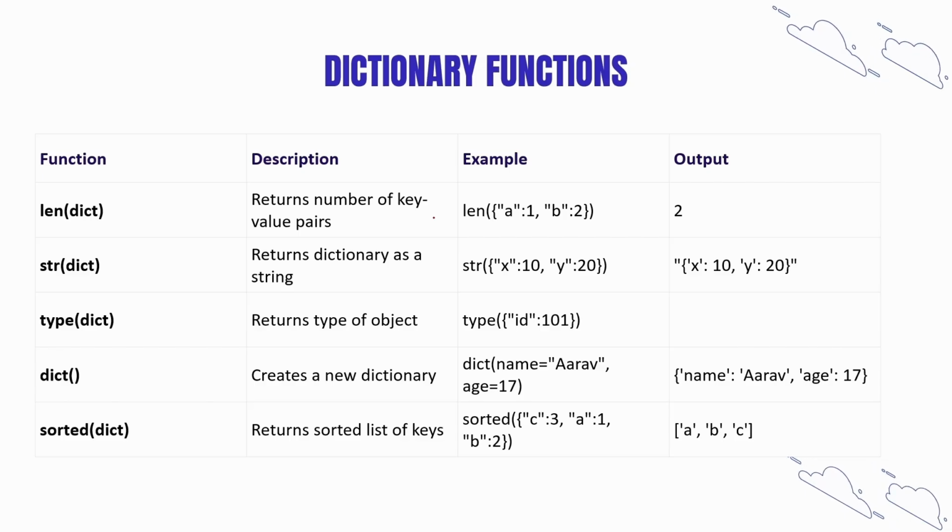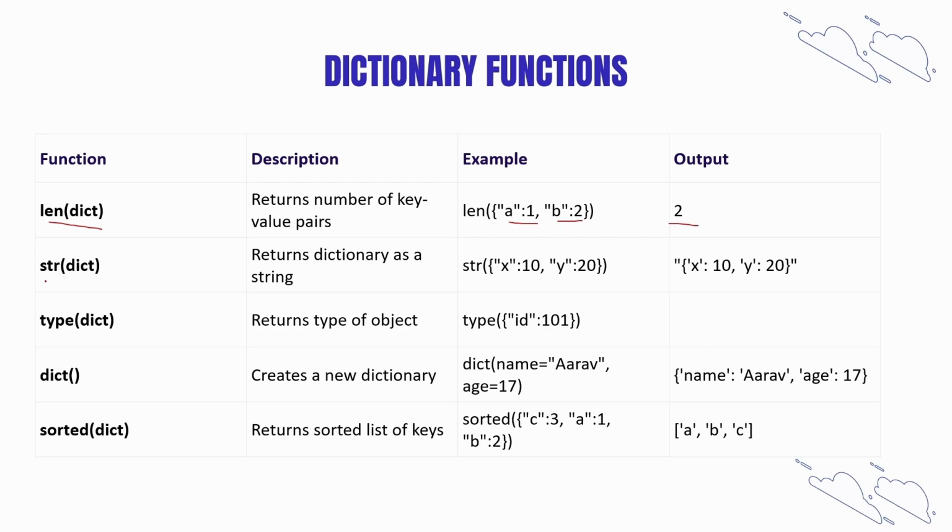Okay, so the next topic is dictionary functions. We have all these functions in a dictionary. We have this function called len dict. It returns the number of key value pairs. When we use len and inside this we have our dictionary, it returns the number of key value pairs. We have this key value pair, we have this key value pair. So the total number of key value pairs is 2. It gives me the output 2.